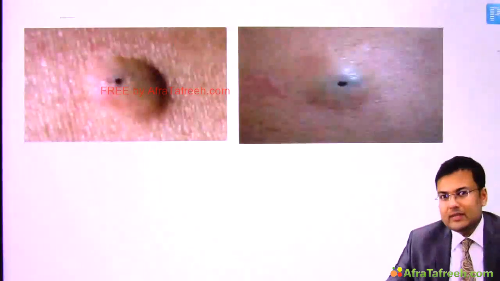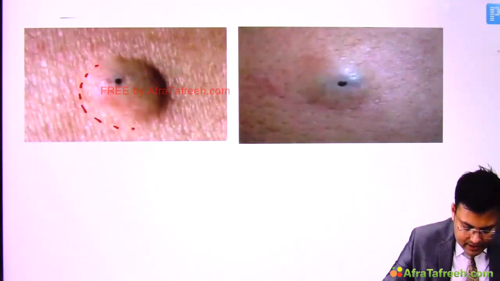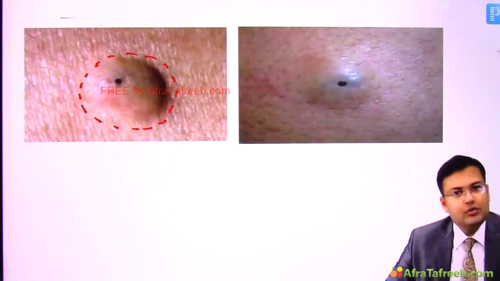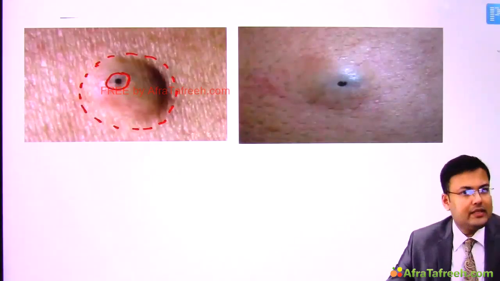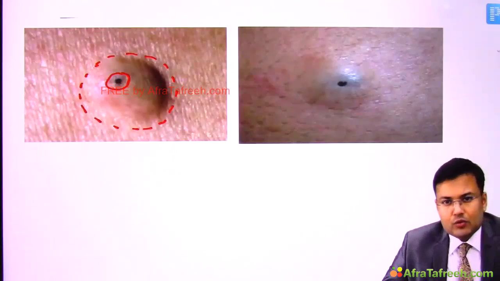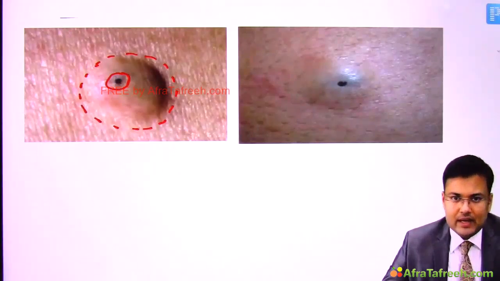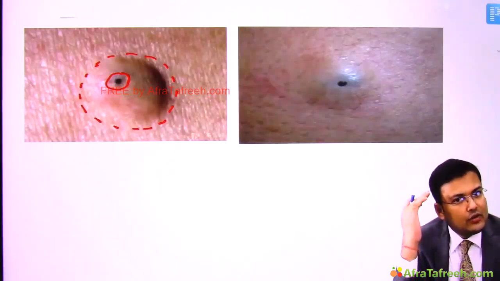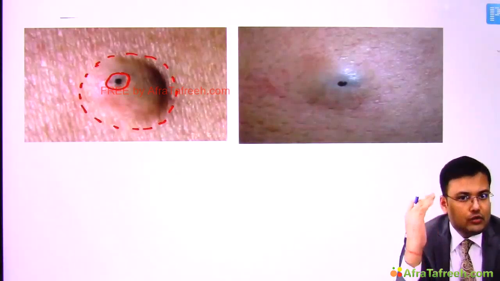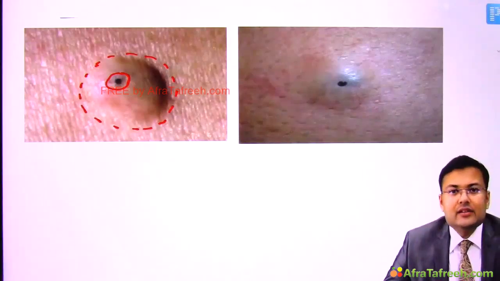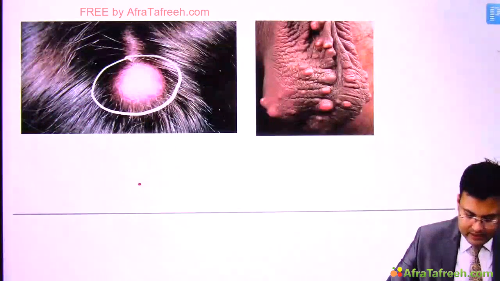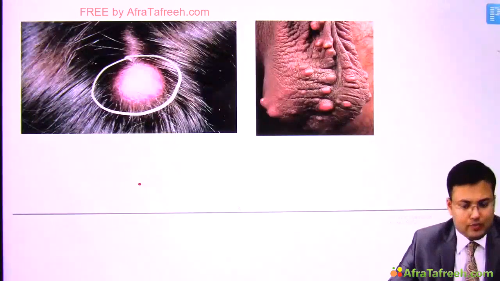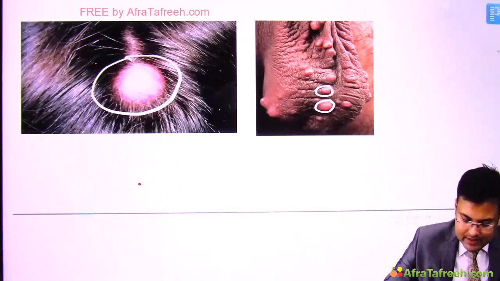So can you see? This is a sebaceous cyst. You can see there is a firm, round, flesh colored nodule. And this nodule, can you see, is having a punctum. Generally, most of the sebaceous cysts contain a punctum. But if the sebaceous cyst is located in the scalp or scrotum, there is no punctum. So here you can see, this is a sebaceous cyst in the scalp, there is no punctum, and can you see, there are multiple sebaceous cysts in the scrotum, and there is no punctum.